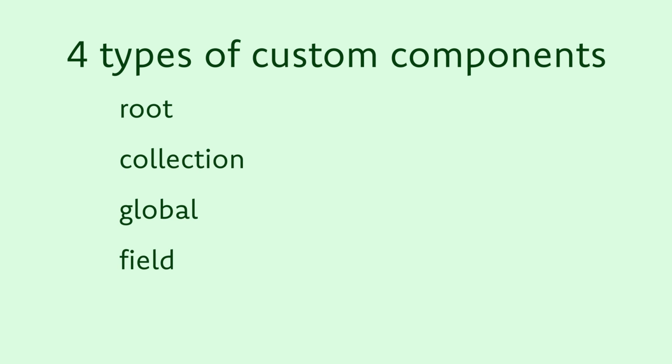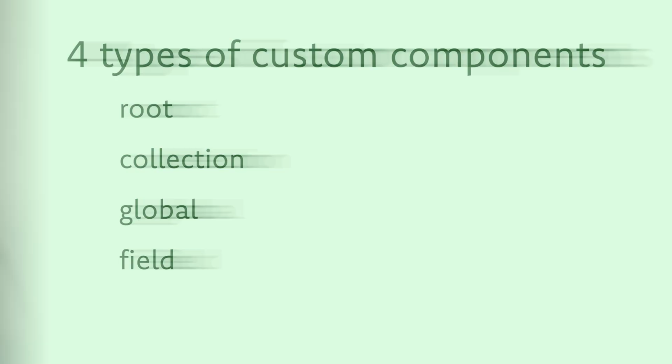There are 4 types of custom components: root, collection, global, and field custom components. My previous 2 videos covered root, collection, and global custom components. This video will build on concepts from those previous videos, so if you haven't watched those videos yet and are unfamiliar with custom components, please pause this one and go back and watch those videos.